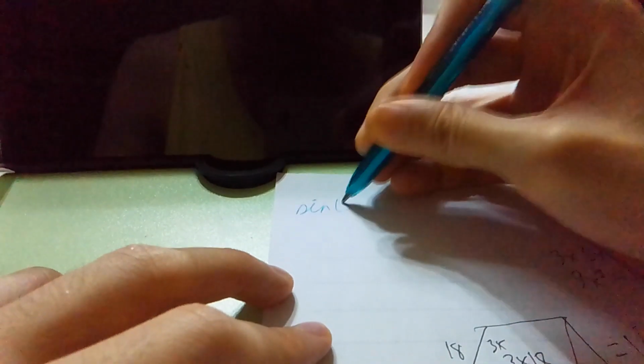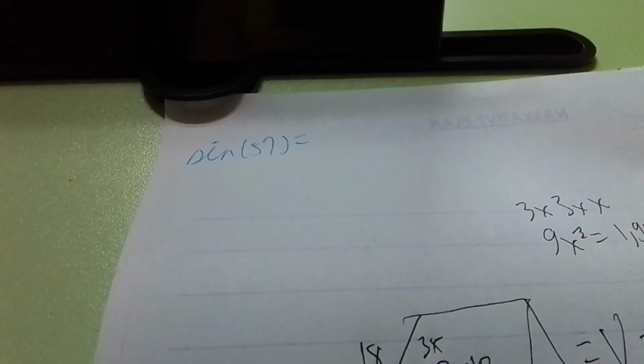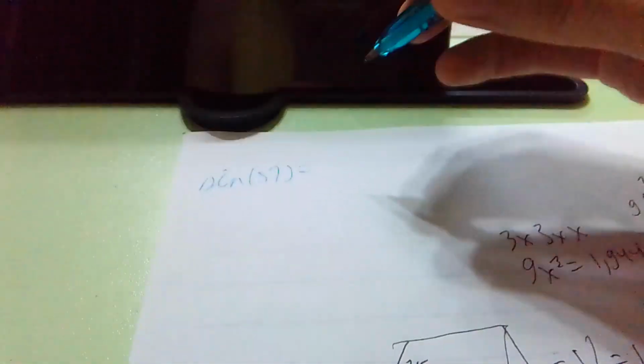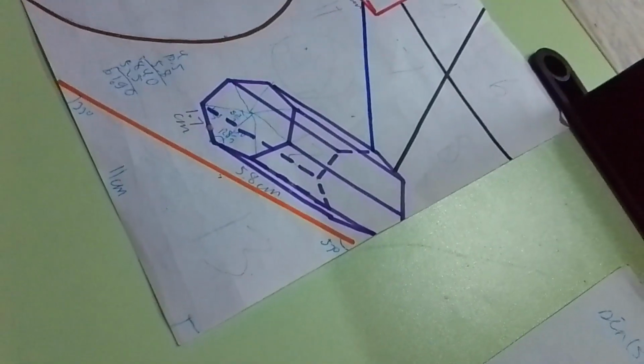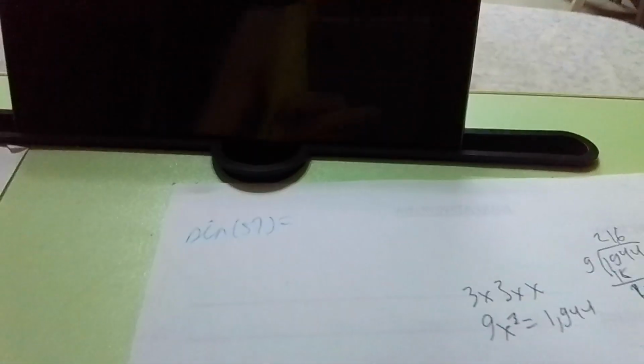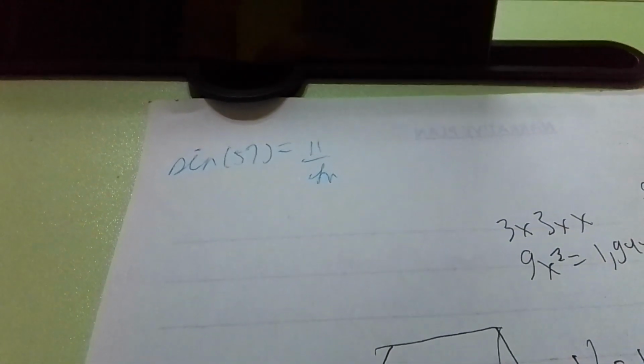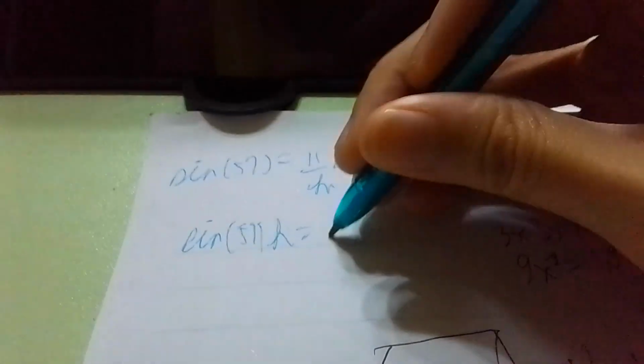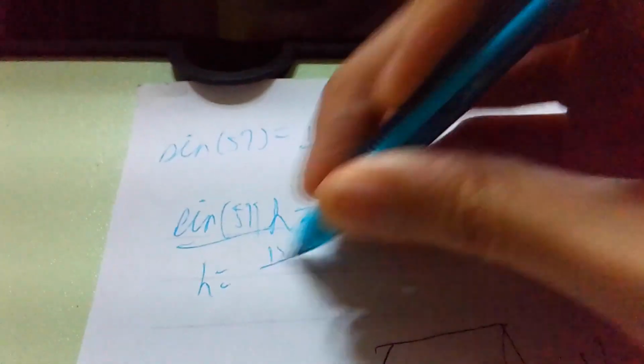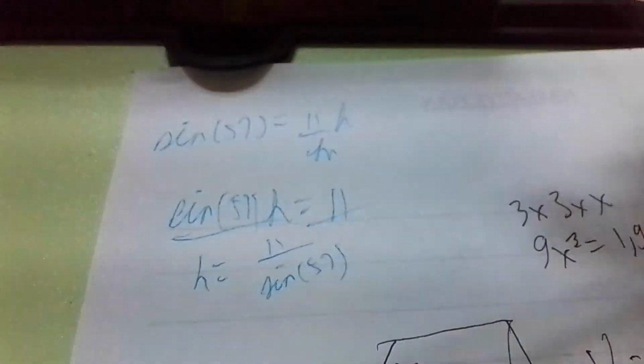Sine of 57 is equivalent to opposite over hypotenuse. The opposite, we already know it's 11 cm. So, 11 divided by the hypotenuse. Then we multiply both sides by the hypotenuse. So sine of 57 times h is equivalent to 11. Divide both sides by the sine of 57. So h is equivalent to 11 divided by the sine of 57.